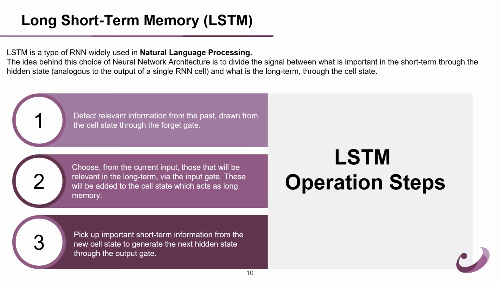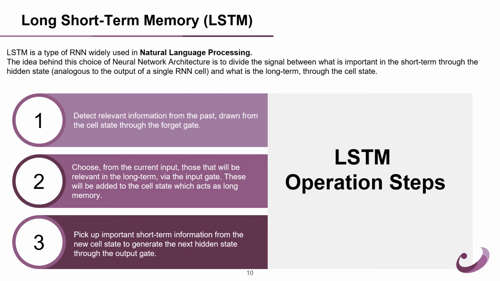LSTM is a type of RNN widely used in NLP. The idea behind this choice of neural network architecture is to provide the signal between what is important in the short term through the hidden state and what is in the long term through the cell state.